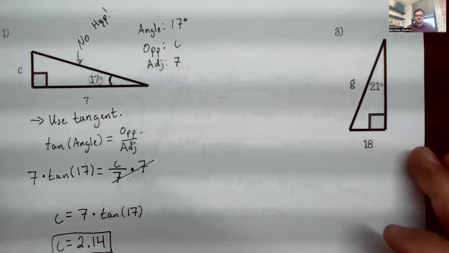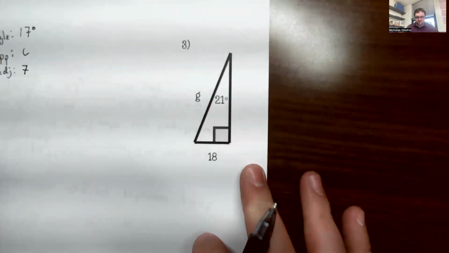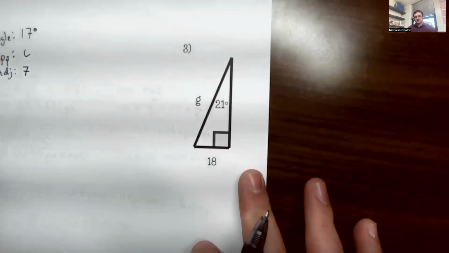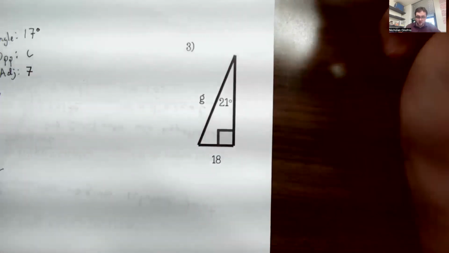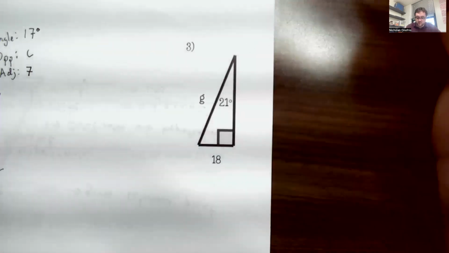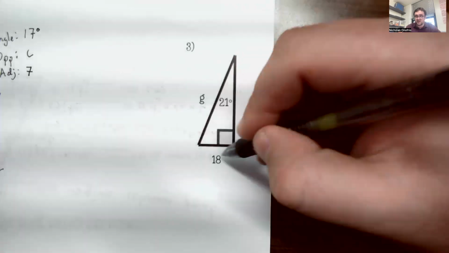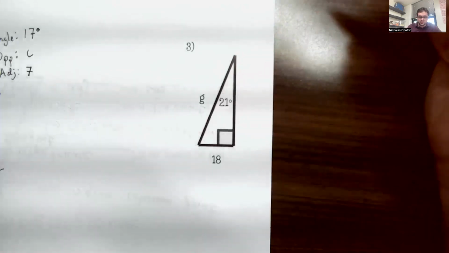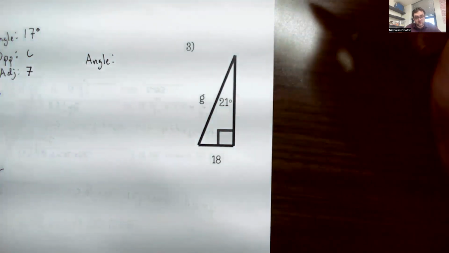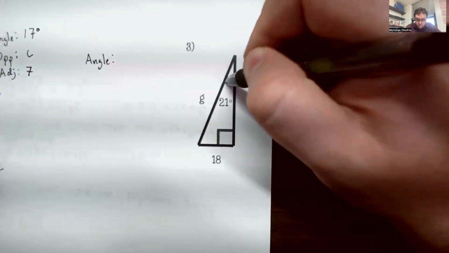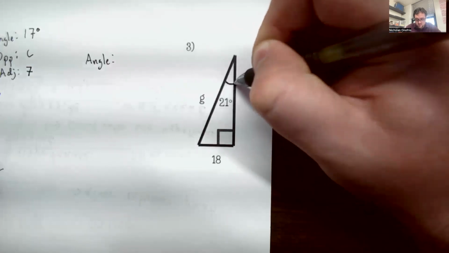Let's start looking at problem number 3, our next one. Just like before, we're given an angle, and we're given 2 sides. First things first, let's figure out what our angle is. Our angle is usually going to be one of the numbers inside the triangle. In this case, our angle is 21 degrees.